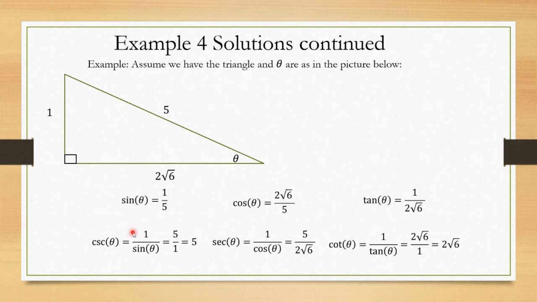Cosecant, right? That's 1 over sine of theta. 1 over means you invert, you flip. So 1 over 5 becomes 5 over 1. And 5 over 1 becomes just 5. If you divide by 1, it's really the number itself. It doesn't change anything. Cosine of theta, what's that? Well, that's adjacent over hypotenuse, right? Adjacent over hypotenuse. So 2 radical 6 divided by 5. That's cosine of theta.